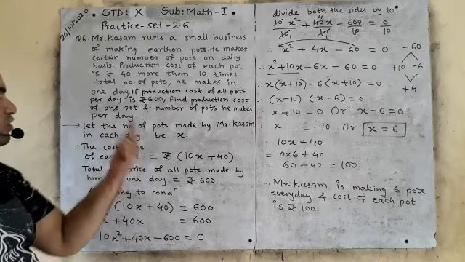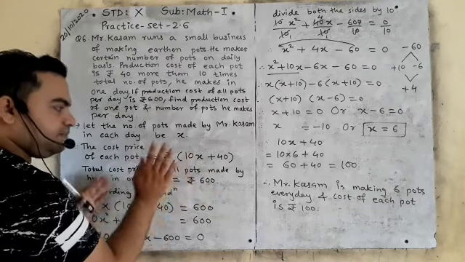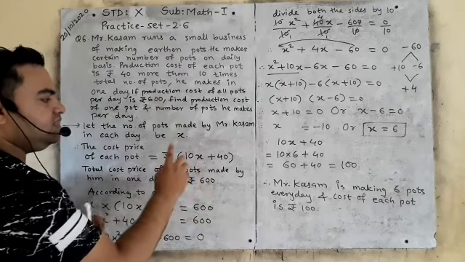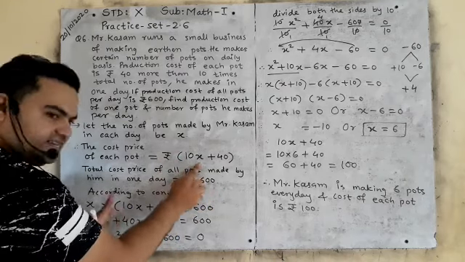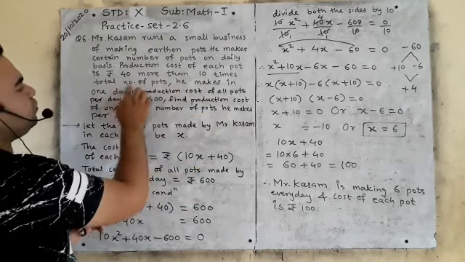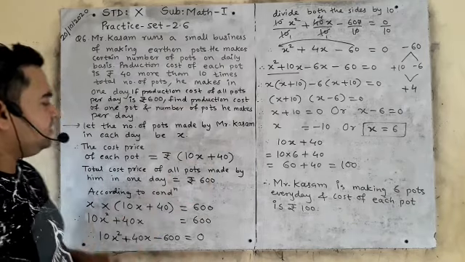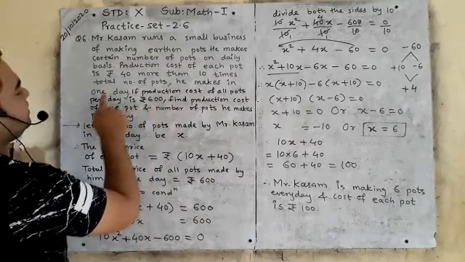And what is the cost of one pot? 10 times the number of pots. 10 times means multiplication. Number of pots X. So 10X plus 40. 40 more than 10 times the total number of pots. I hope you understood this. Clear? Now what is said? He makes in one day.